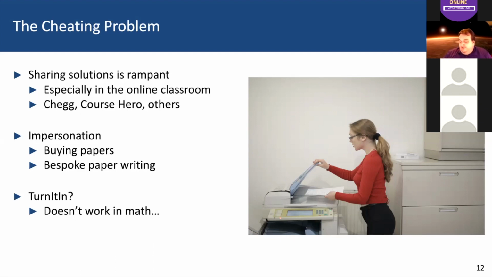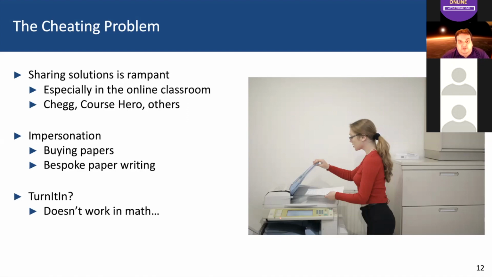I have this every term, and we've always theorized that these people are the ones who are providing solutions to others. But we've never really been clear on who they are. We call them the ghost students, and what they're doing there. Another problem we have, and this happens across all fields, is the idea of impersonation.